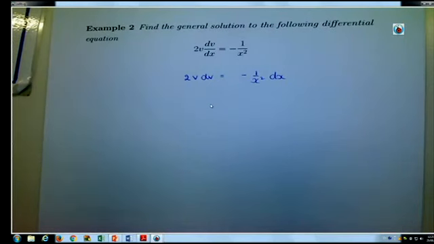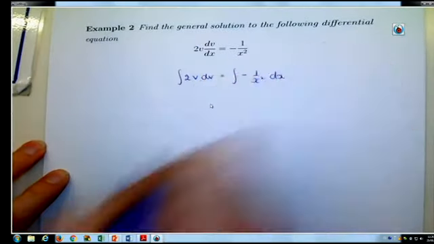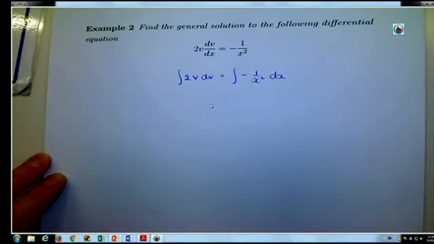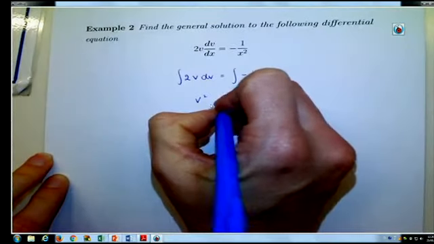Okay, so the first thing to do is separate all the v's this time, all the v's on one side and all the x's on the other side. Okay, after you've separated, then you can integrate. This one will give me v squared.